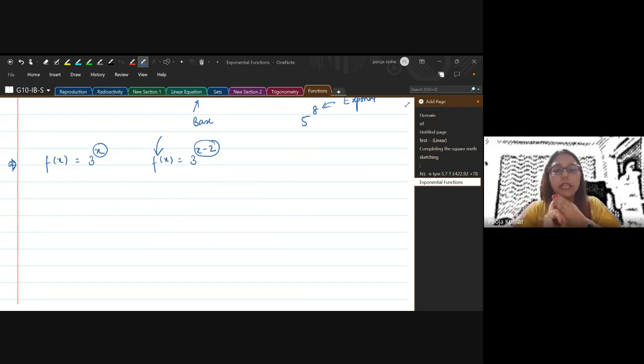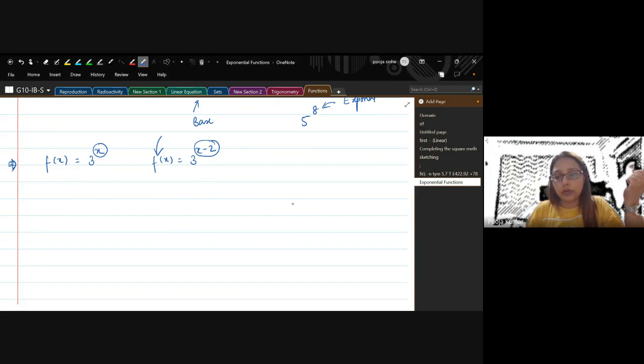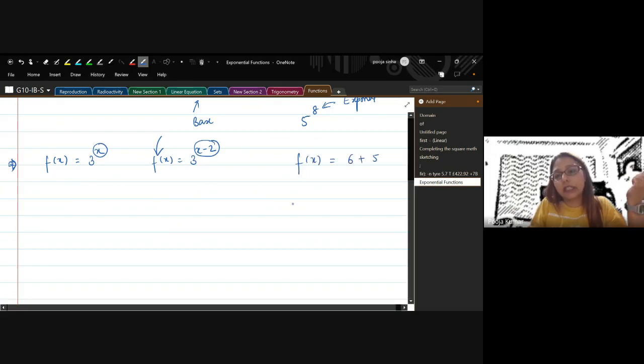So what I was trying to say here is all our exponential functions will always have some number, some base, raised to power x. These are all exponential functions, okay? It's like what I just showed you. Like another example, f(x) is equal to 6 plus 5 raised to power x minus 2. Even this is an exponential function. Okay?